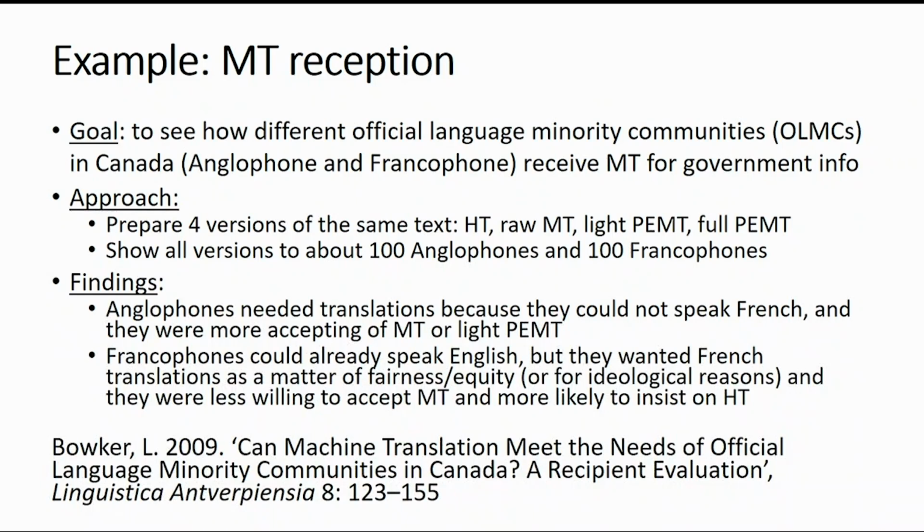And so they were happy with machine translation because it could help them understand the text. So they were looking at it from a very functional perspective. The Francophones, on the other hand, were looking at it from a much more ideological perspective. They could speak English, so they didn't need the translation, but they felt that they wanted it because they were Francophone and it was their right to have it. So they were less happy about getting a kind of functional, borderline quality machine translation and were much more likely to insist on human translation.